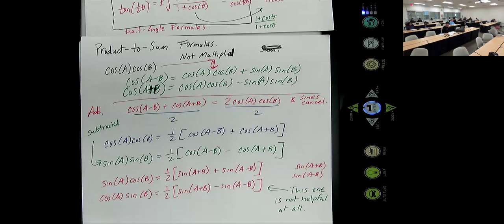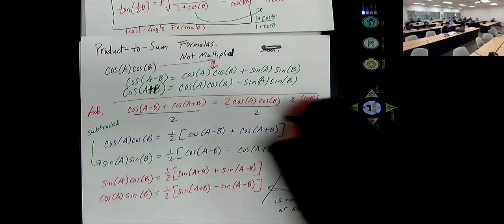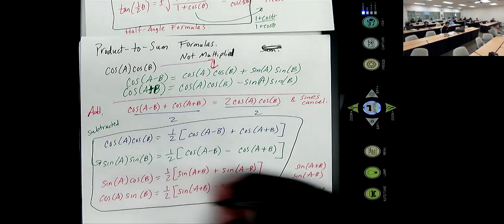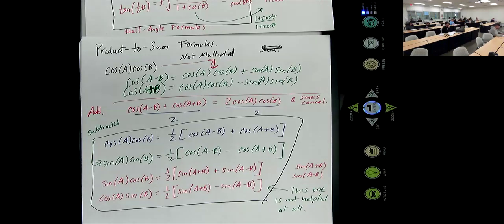Those are the product to sum formulas. Again, not testing on these, but you should do the work on them and have some experience with them, for the very, very rare events that they show up in later classes. And the only reason I'm not testing you on it is because I guarantee you, you are not gonna remember them the next time you need them outside this class. So there's no point in memorizing them now. You just need to have experience working with them.